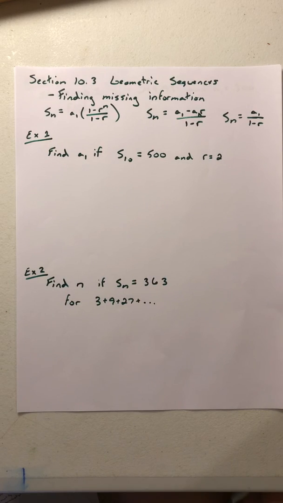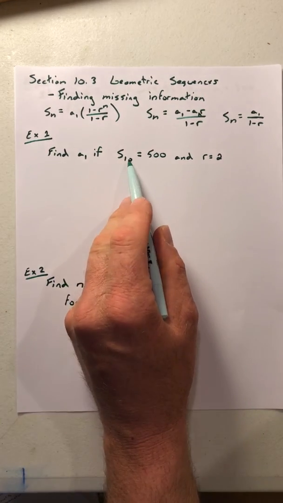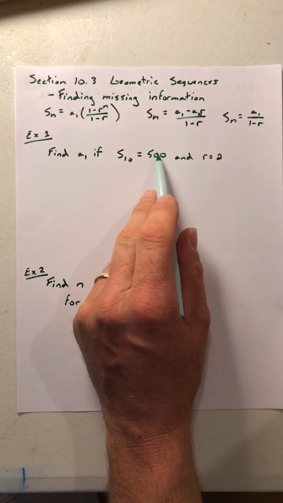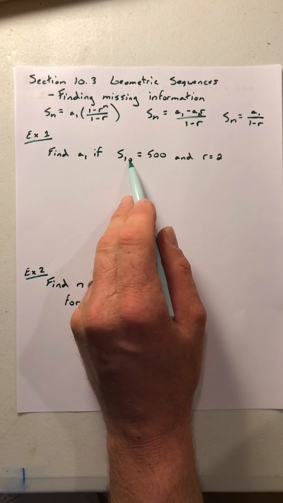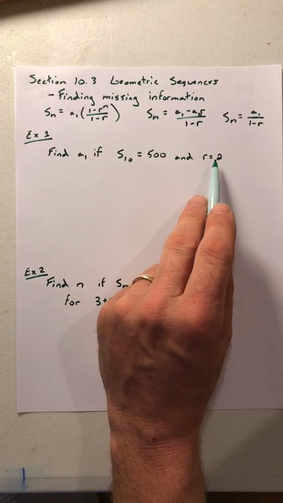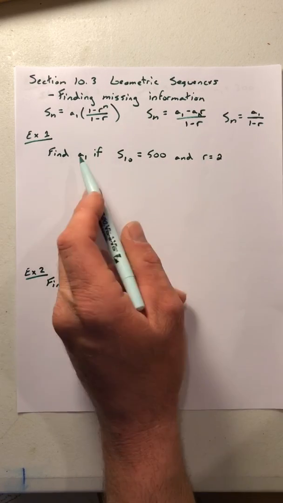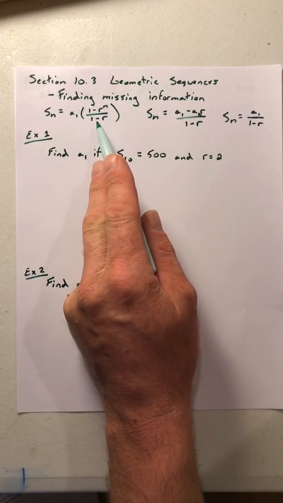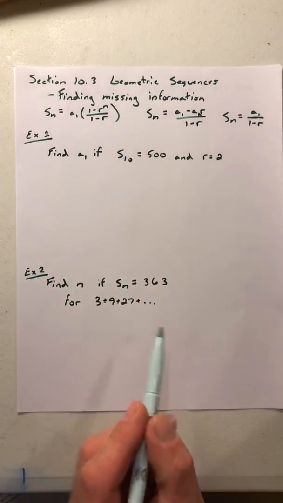In example 1, we want to find the first term, given the 10th term is 500 and the common ratio is 2. I want to find a sub 1. So which formula do we use? We know the sum of the first 10 numbers is going to be 500, so the number of terms is 10, and the common ratio is 2. I'm looking for a sub 1, so my first formula is going to work out pretty nicely.